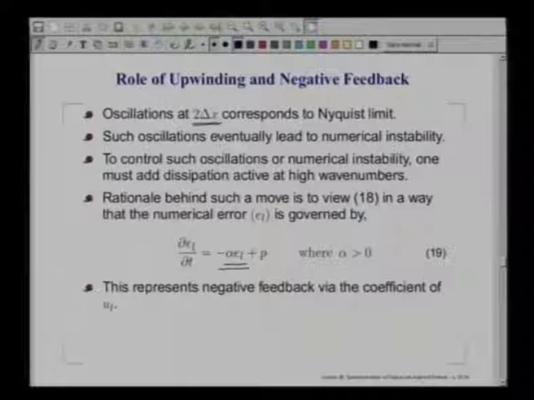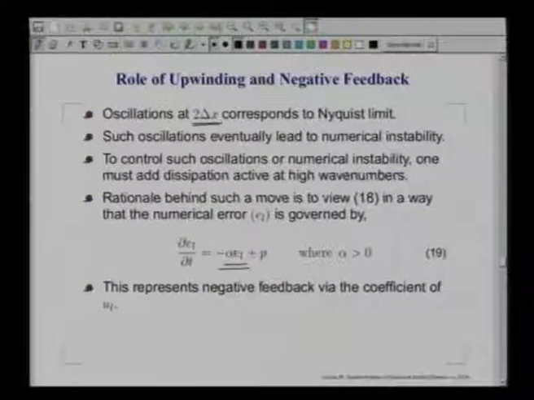So, that means the error at the Lth node is coupled to the error at the Lth point itself, and if suppose p is 0, I could integrate it and show that E of L goes as e to the power minus alpha t. So, if alpha is positive, then this shows that the error is going to decay with time. That is the whole key to stabilizing schemes: you need to add a term in such a way that it provides this minus alpha of this kind, and this is what you decide by this.